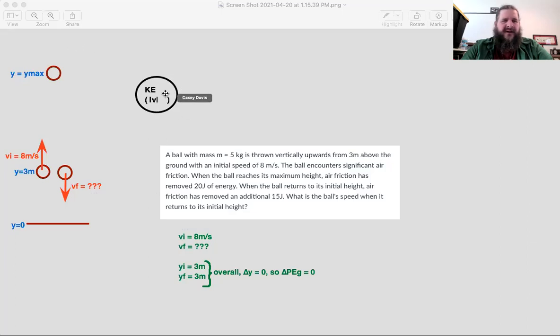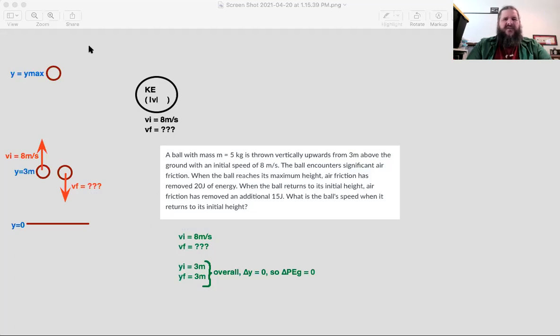We can even fill in indicators. We know V initial is 8 meters per second, V final is unknown. And potential energy we're not going to include because potential energy at the beginning and potential energy at the end are the same. There's no overall change. And it looks like that's the only type of energy changing.